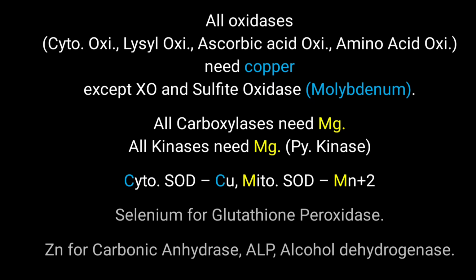Zinc is important for so many enzymes, but frequently asked in MCQs are carbonic anhydrase, alkaline phosphatase and alcohol dehydrogenase. All these enzymes, particularly these three, are frequently asked in MCQs and their activity needs zinc. So zinc is important for carbonic anhydrase, alkaline phosphatase and alcohol dehydrogenase. So that's all about the important metalloenzymes and some cheat codes related to metalloenzymes.